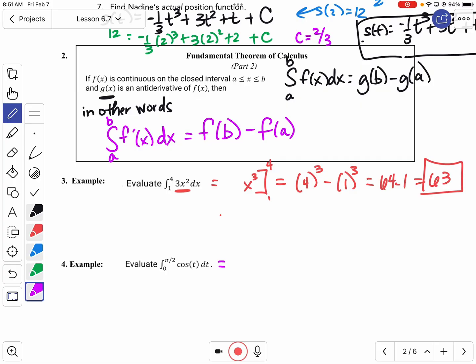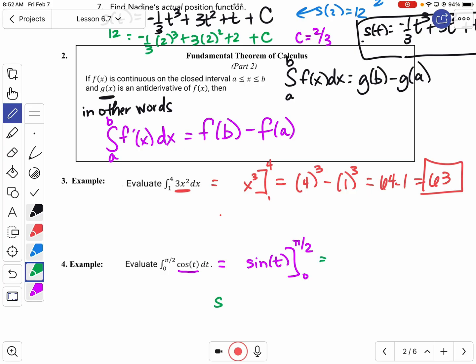Let's look at the one underneath it. Remember, what's inside is the derivative. So if my derivative was cosine, what did we start with? Sine. So I've got sine of t, and I'm going to evaluate it from 0 to pi over 2.